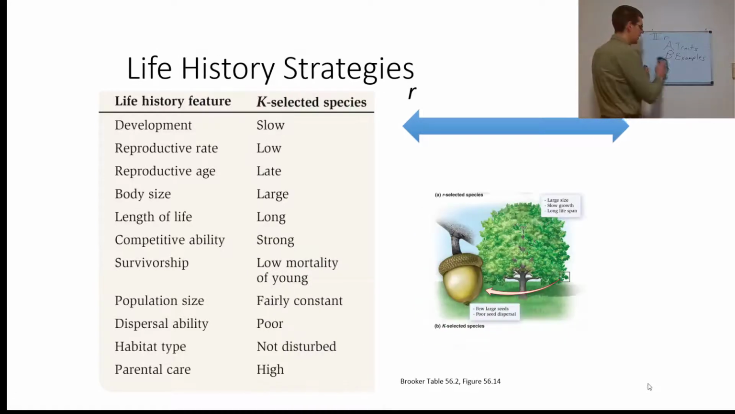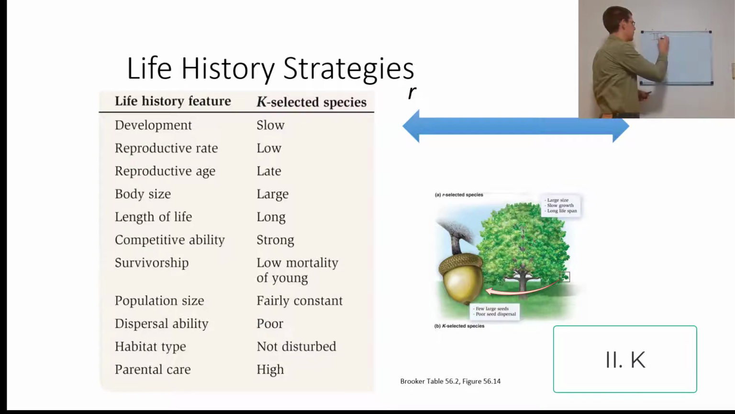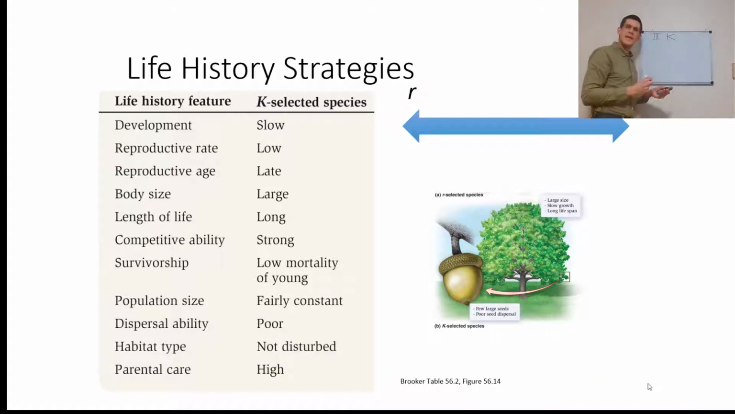Had seeds. On the other end of this spectrum that we're looking at, this is a spectrum, are K-selected species. And what we're looking for here is being able to reach that carrying capacity and stay there. So dominating the environment at carrying capacity.